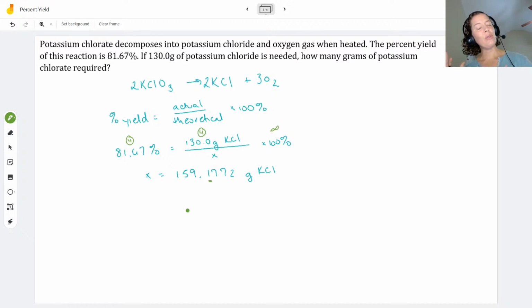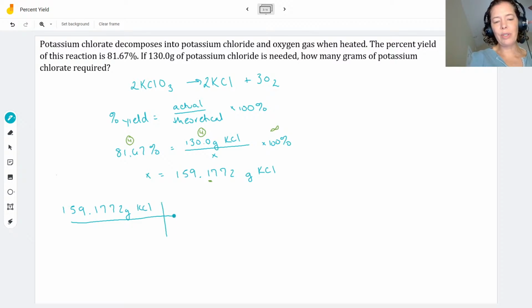This is my stoichiometric yield if I'm just doing the calculation. So I can take this amount of potassium chloride and do the stoichiometry and figure out how much of my reactant I need, my potassium chlorate. So now we're going to do our stoichiometry problem. So starting with my theoretical yield, 159.1772. Okay, so first step, because we're doing stoichiometry, is to convert to moles. And that molar mass, 5513. Okay, and per 1 mole.